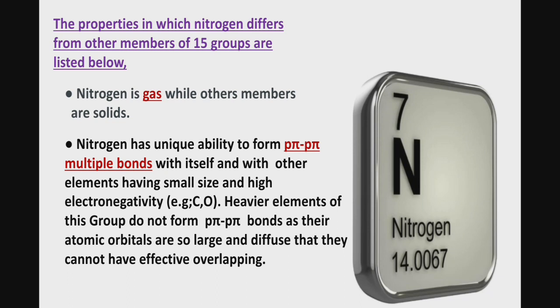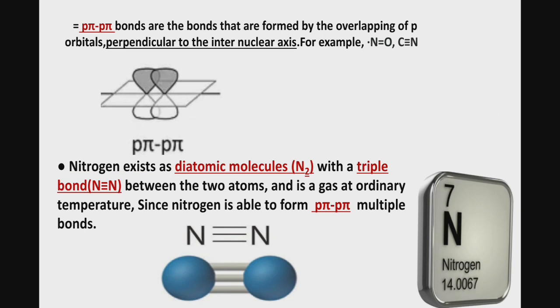Heavier elements of this group do not form p-pi bonds as their atomic orbitals are so large and diffuse that they cannot have effective overlapping. p-pi bonds are bonds formed by the overlapping of p orbitals perpendicular to the internuclear axis.